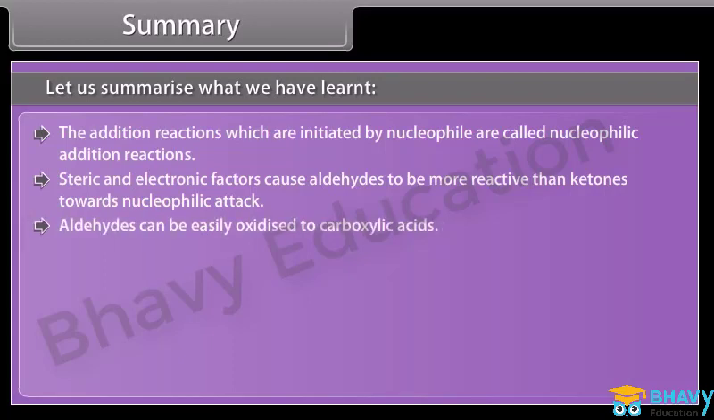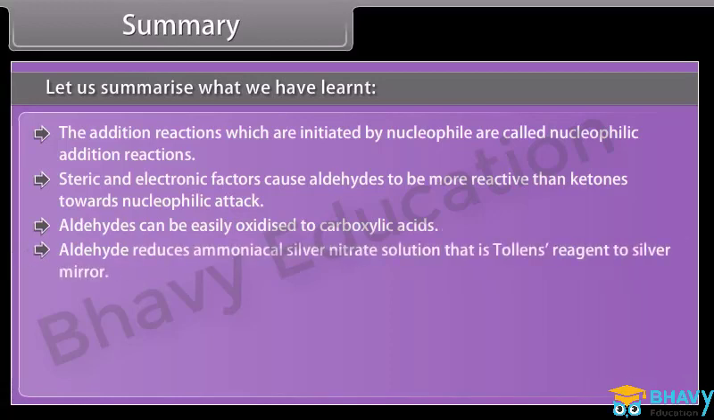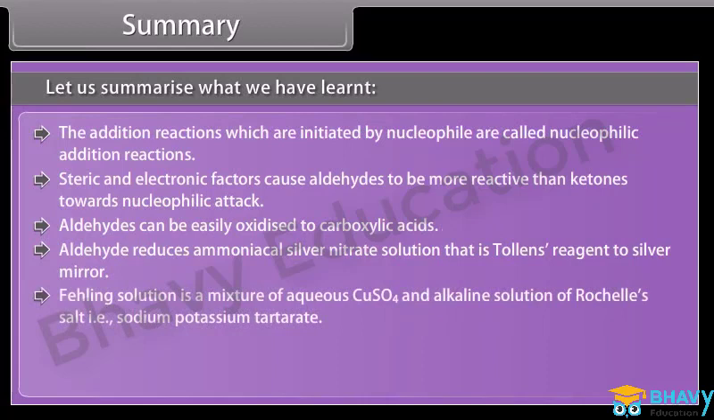Aldehydes can be easily oxidized to carboxylic acids. Aldehyde reduces ammoniacal silver nitrate solution, that is Tollens reagent, to a silver mirror. Fehling solution is a mixture of aqueous copper sulfate and an alkaline solution of Rochelle's salt, that is sodium-potassium tartrate.